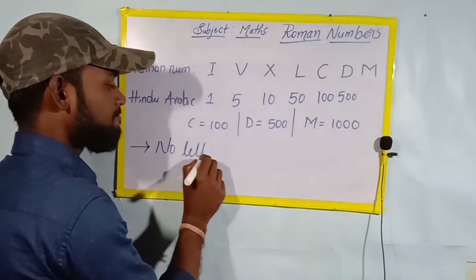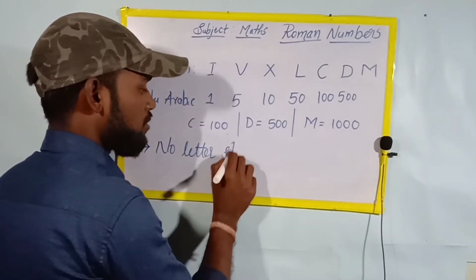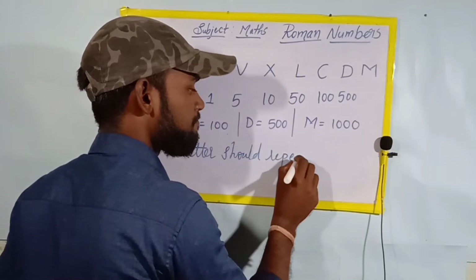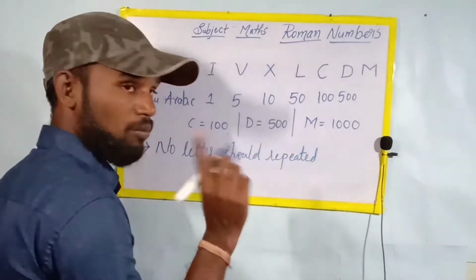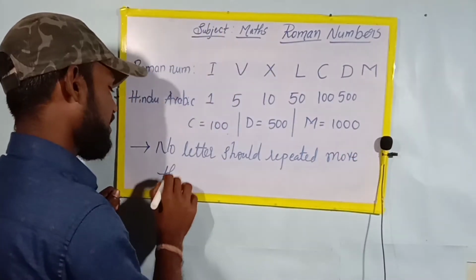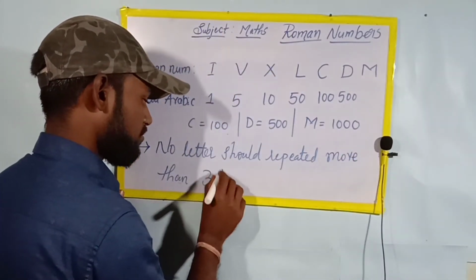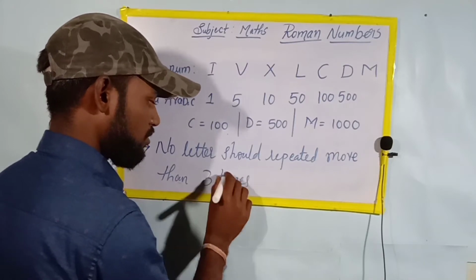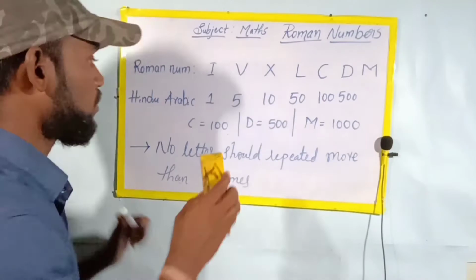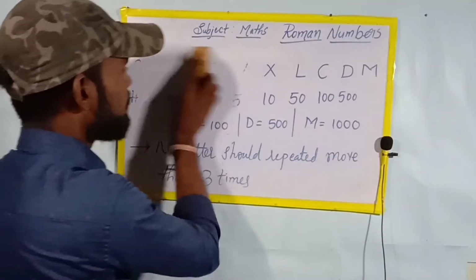No letter should be repeated more than 3 times. So this is the first rule. Okay, no letter should be repeated more than 3 times. So I am rubbing this.